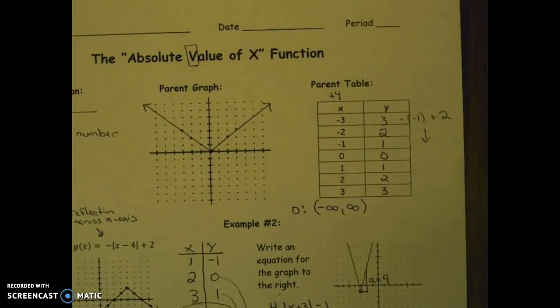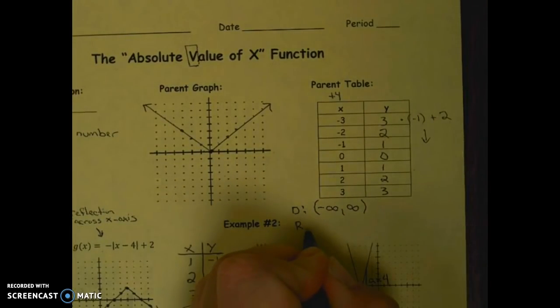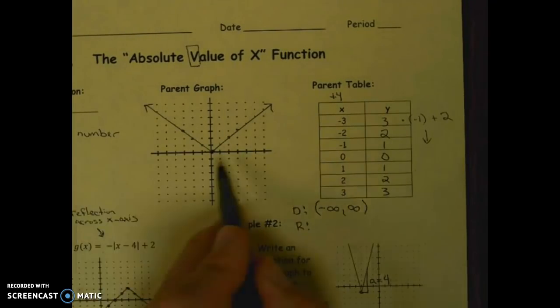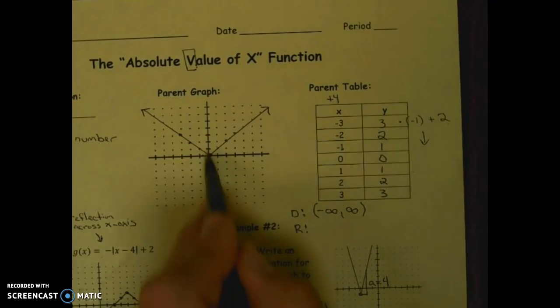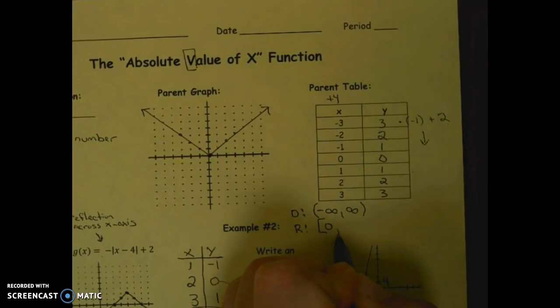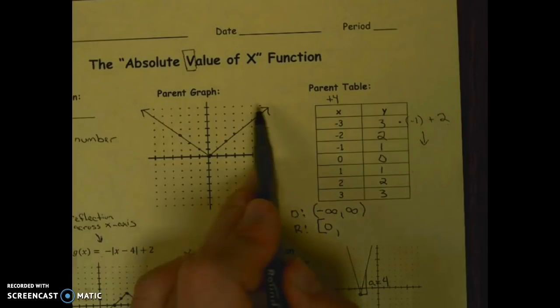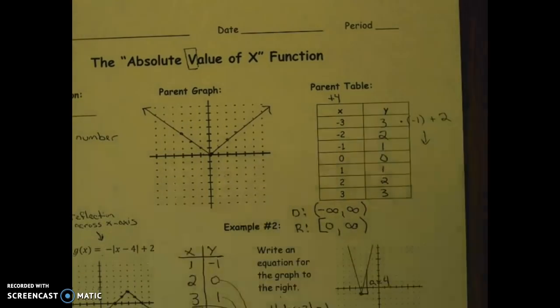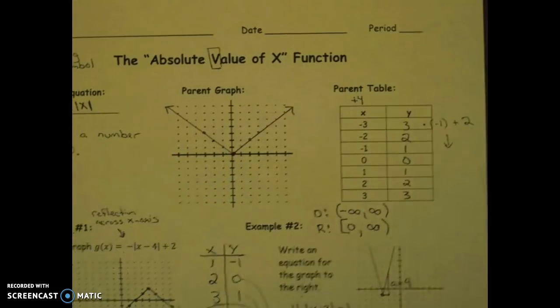Okay, so the range is going to go from the lowest point to the furthest highest point. So remember, we're talking y now. So the lowest y value is 0. It's a closed dot, so we'll use a bracket. And the highest point is an arrow. And of course that represents infinity. And so there is your domain and range for your absolute value function.